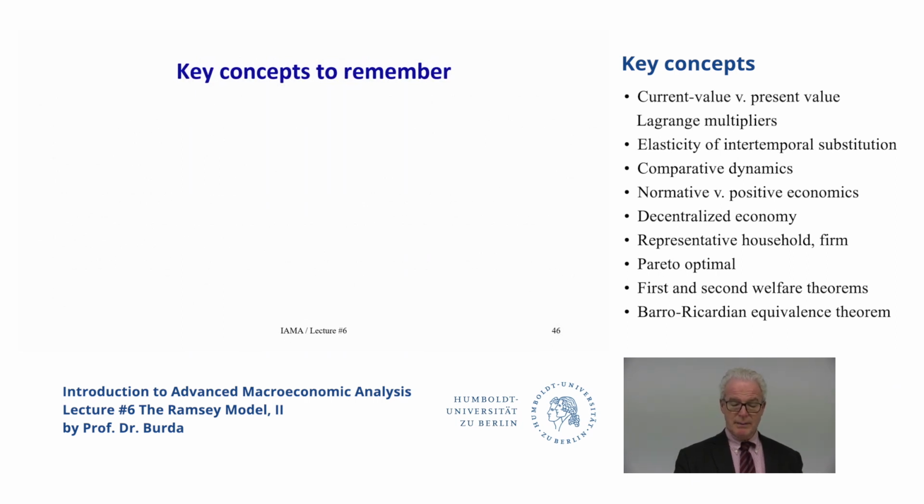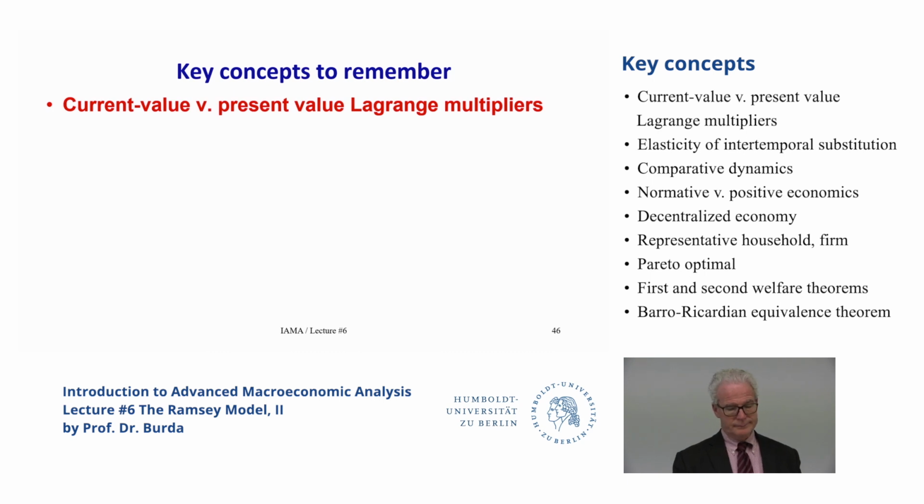Key concepts to remember. Our friend the Lagrange multiplier. You can think of this also as the implied co-state variable in the analysis. We'll end up relating that directly to the control variable, but the current value versus present value is an important distinction, especially when you're trying to solve one of these problems.